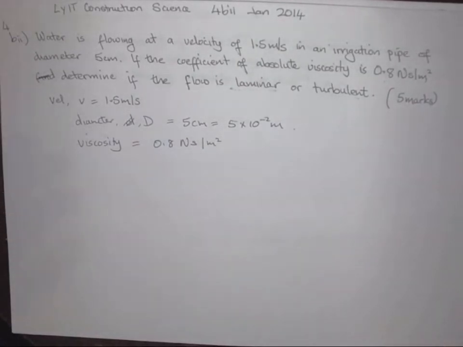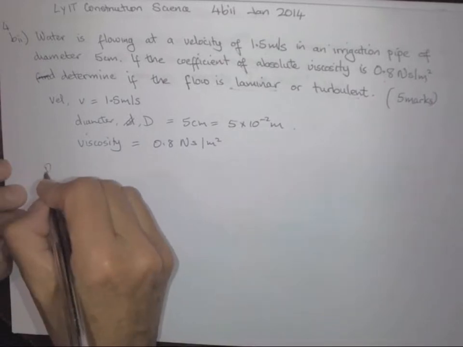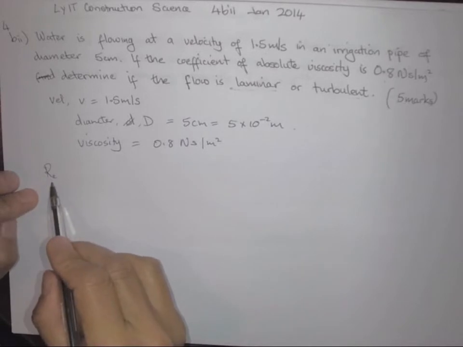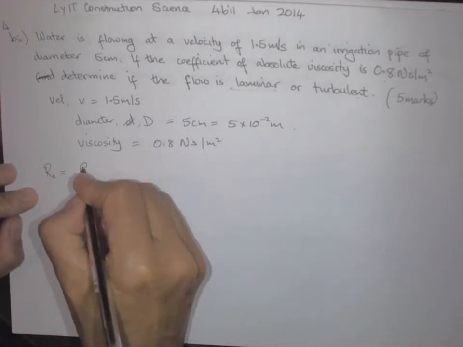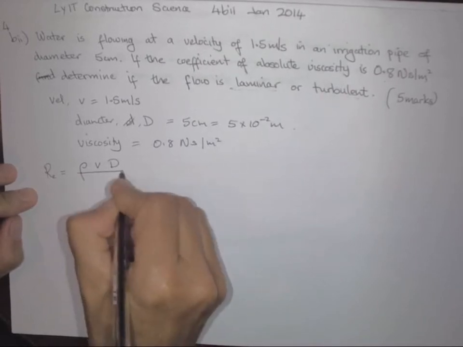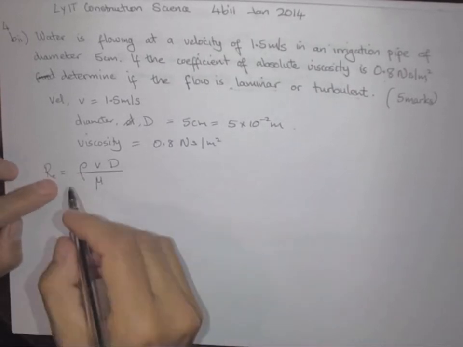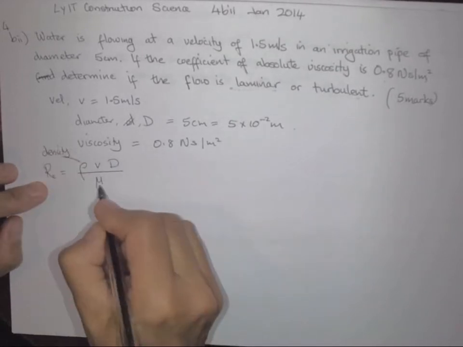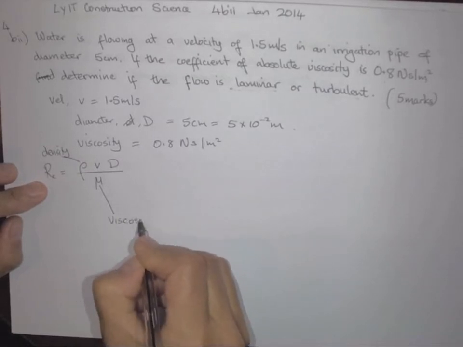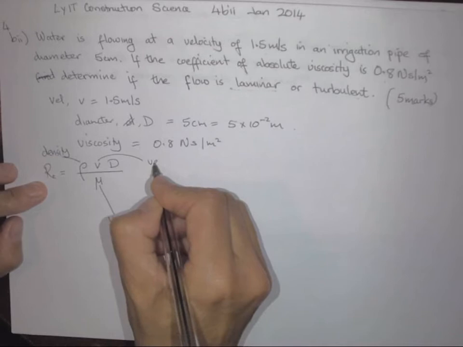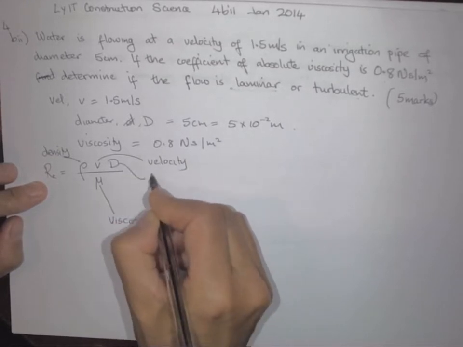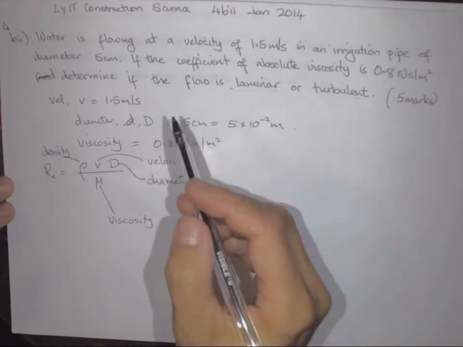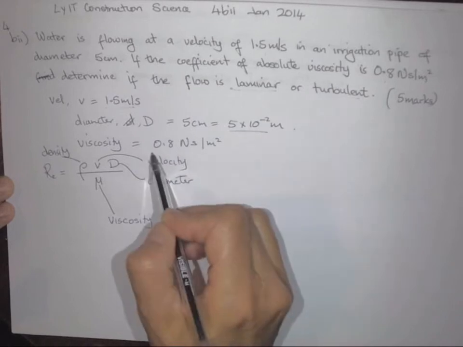So, we know it has to do with a Reynolds number. So if you go to the back of your exam paper again, you will see a formula that has RE beside it. And that formula is rho V D divided by mu. So rho, this is the density of a liquid. Mu, this is the viscosity. V is the velocity, and D is the diameter of the pipe that it's flowing down. So we were given velocity, we've got the diameter, and we're given the viscosity.